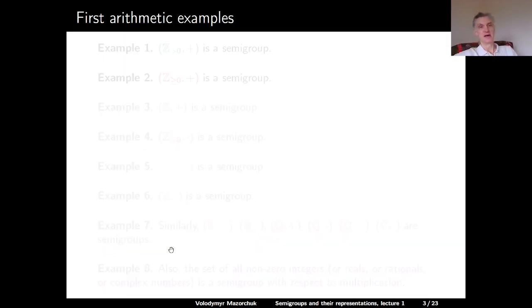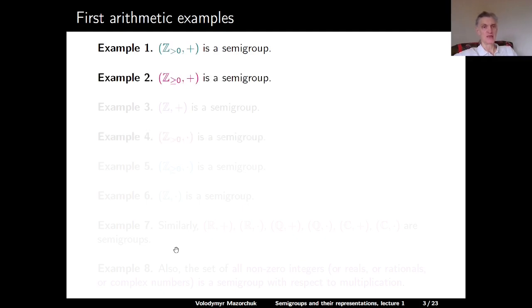Here are some starting examples which mostly come from numbers. So if we consider the set of all positive integers with respect to addition, this is a semigroup, because adding positive integers we get positive integers and addition is associative. Similarly, the set of all non-negative integers with respect to addition is a semigroup, or the set of all integers with respect to addition is a semigroup.